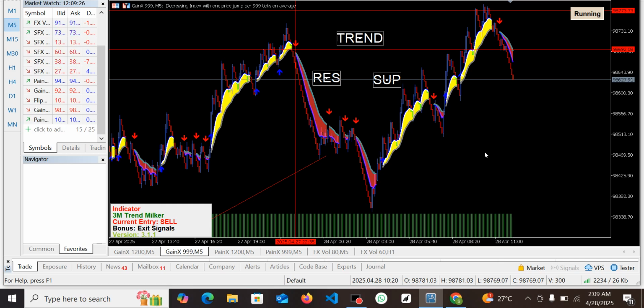Apart from the normal stuff we know about the chart pattern and the likes, there are three things I usually take very serious whenever I am doing my analysis, most especially when I'm trading any of these assets: Gain X, Pain X, FX Volume, SFX, and the likes. These things are very important to me because they help me to have a better idea of the chart. Those three things are called the trend, the resistance zone, and the support zones. Once you are able to get these three things right, then you will always be in profit.